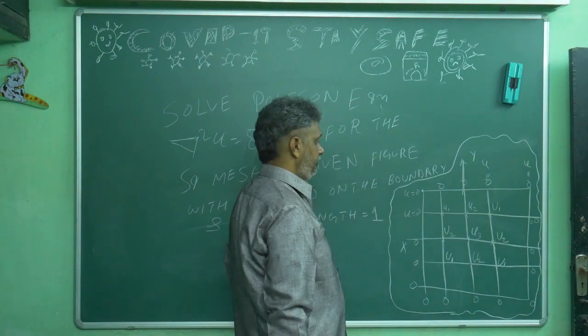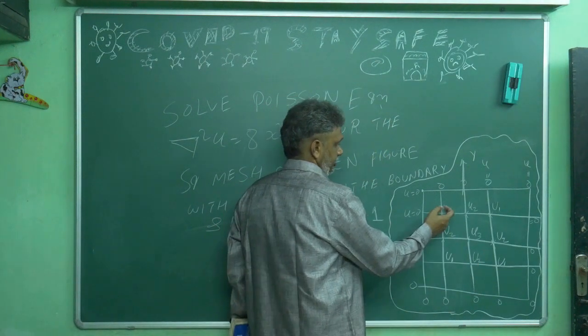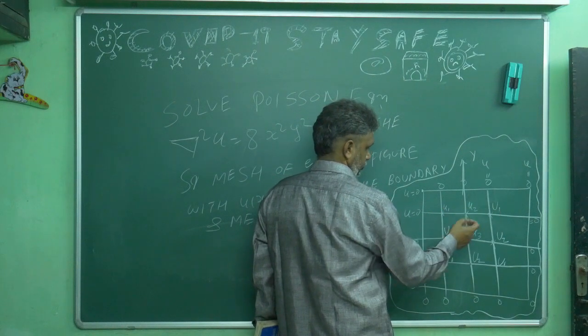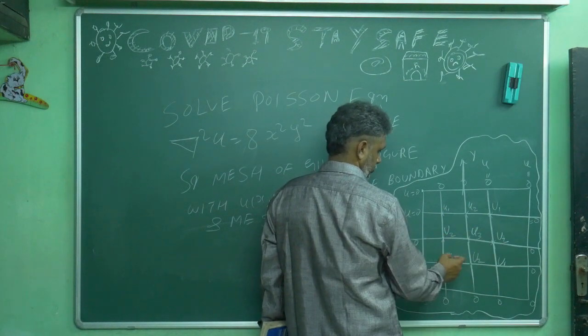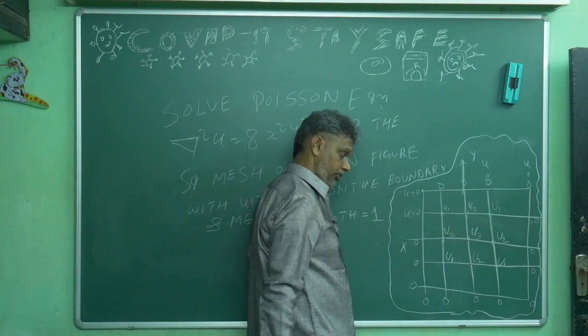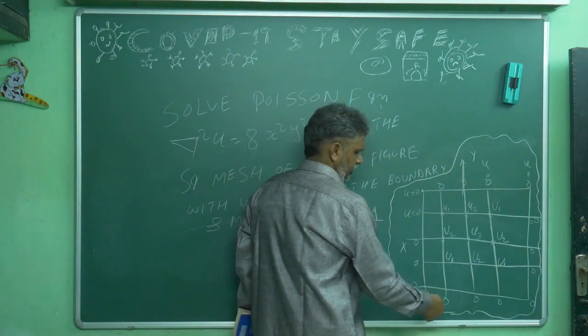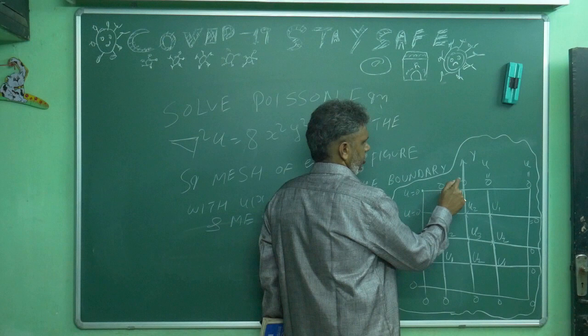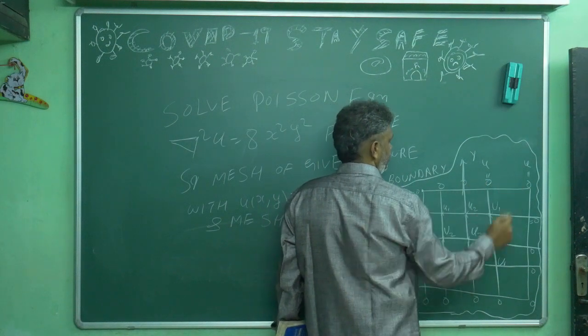Now I want to find out the positions. It is given that these are all symmetric: u1, u2, u2, u3, u2, u1, u2, u2. It is usually given, you don't worry. All boundaries are 0: u is equal to 0, u is equal to 0, u is equal to 0, u is equal to 0.